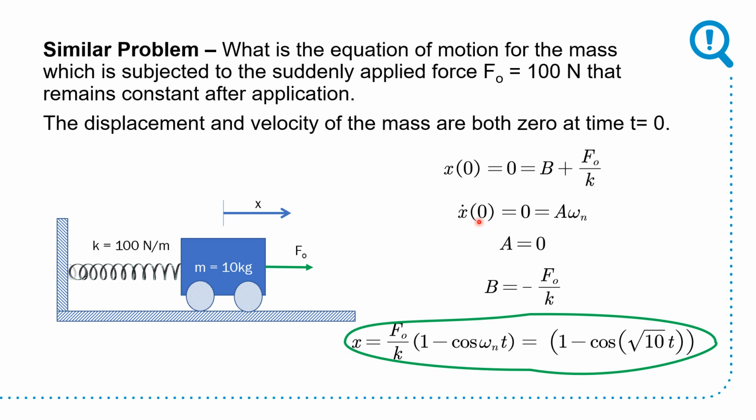Putting in your zero conditions, so initial position is 0, initial velocity is 0, A equals 0, B equals minus F naught over K, and so you have x equals F naught over K times 1 minus cos omega n t. Substituting all the terms in for your natural frequency, you just get the square root of K over M, which is going to be 100 divided by 10 square rooted, and that's your expression right here.